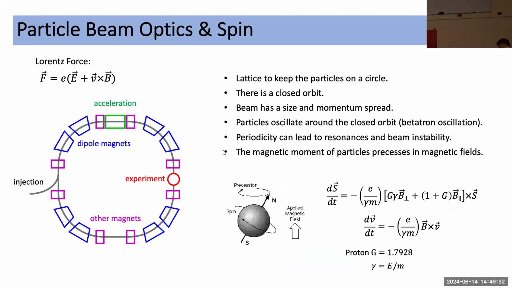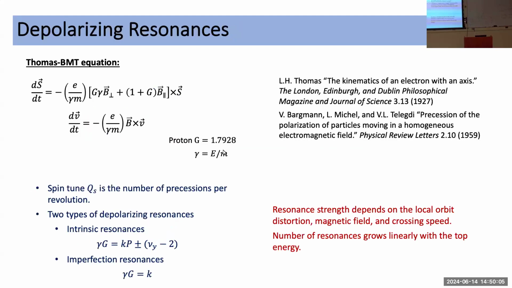Now, regarding the spin, the particles precess in the spin. There is a so-called Thomas-BMT equation that describes the spin motion in the ring. It basically goes with Gγ. So in the transverse field, the spin precession is proportional to Gγ. The proton has a G of about 1.7928, and γ is E/m. So the particles will precess around the spin, and this can also cause difficulties. I come to that in a moment.